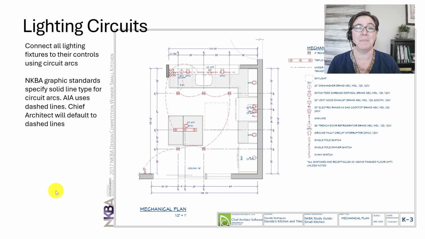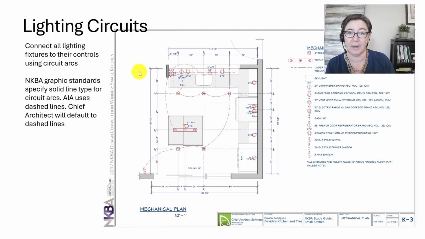Let's move on to talk about lighting circuits. Lights are connected to their controls, their switches, using circuit arcs. Here we have an example. Here's a switch and a circuit arc connecting here, here, here. And in this case, because it is a three-way switch, we've got a connection to the other switch over here.